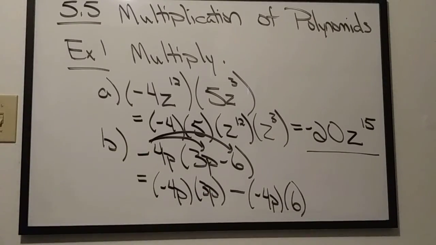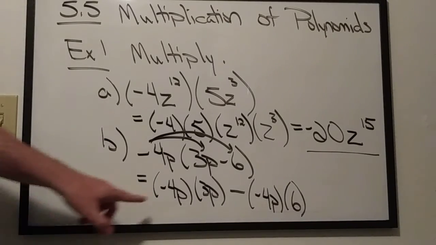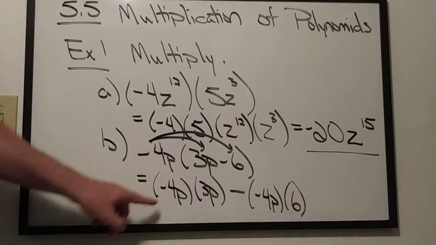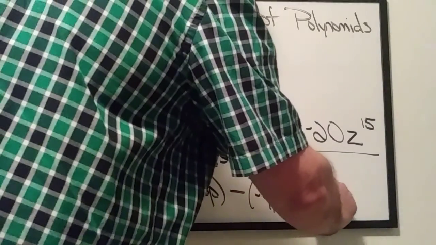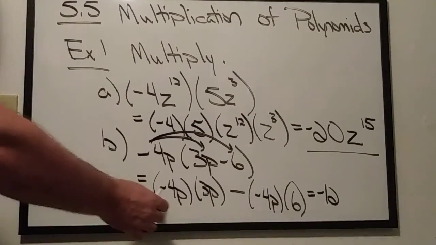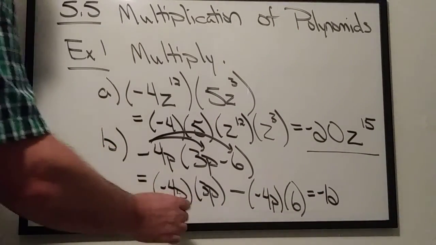Once again, what we can do is think about the pieces that look like each other next door to each other. So I have a negative 4 and a 3. Negative 4 times 3 is going to be negative 12. So I'm going to do that off to the side here, negative 12. And then I have p to the first times p to the first.